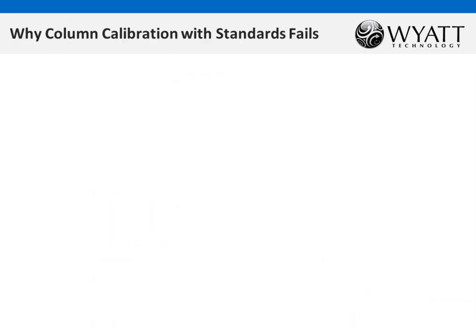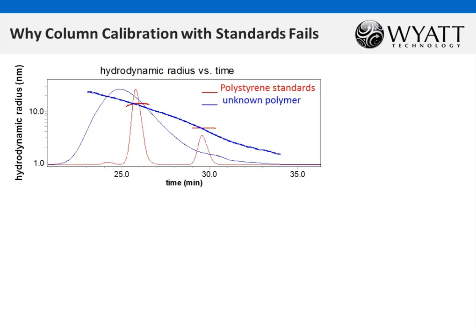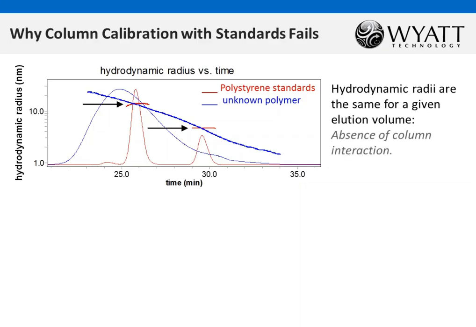What are the challenges with column calibration? In this example, a synthetic polymer with a wide molar mass distribution, shown in the blue chromatogram, was measured and compared to linear 200 kilodalton and 30 kilodalton polystyrenes shown in red. The overlay of the hydrodynamic radius for both the polystyrene and the unknown polymer are the same for a given elution volume. This confirms that the sample is separated by hydrodynamic volume and column interactions are largely absent.